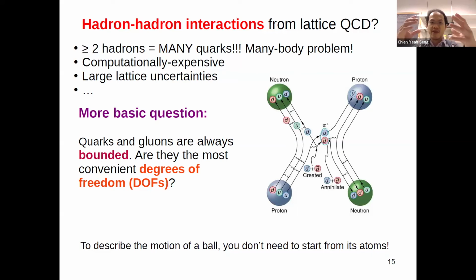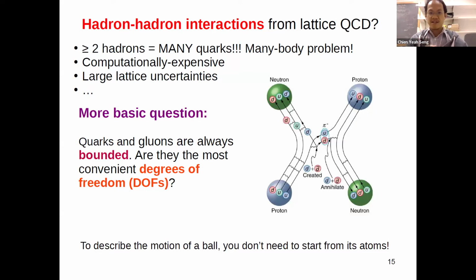So that actually brings us to a more basic question. When we are dealing with hadronic degrees of freedom, for instance, we want to study the interaction between neutrons and protons or neutrons and pions, is it the easiest choice to choose quarks and gluons as our basic degrees of freedom, as in QCD? So maybe this is not the most convenient choice because we do not observe free quarks and gluons.